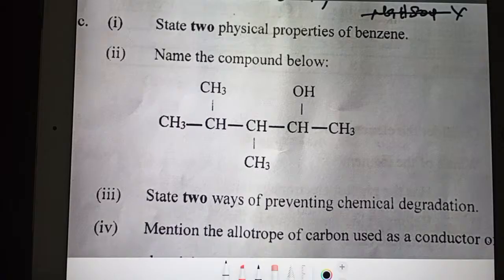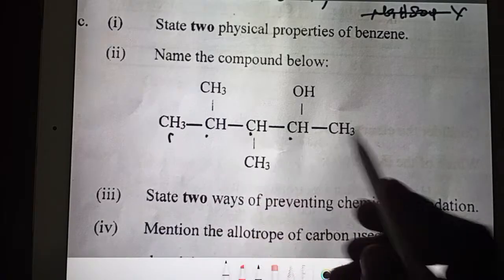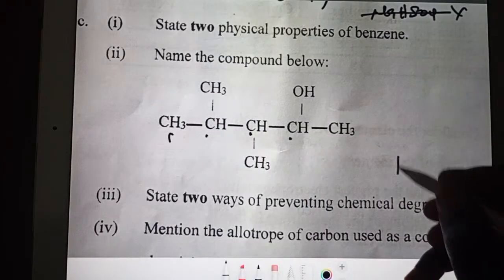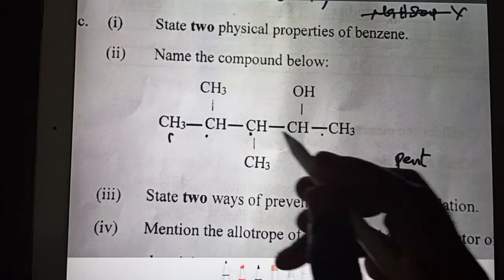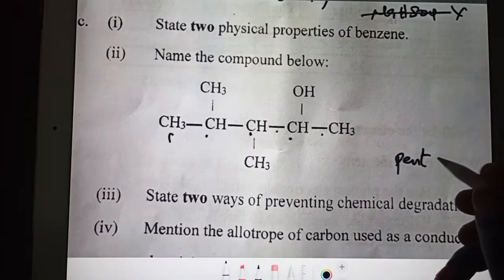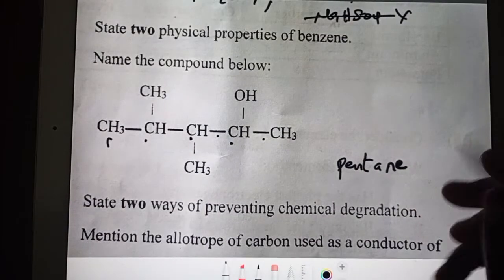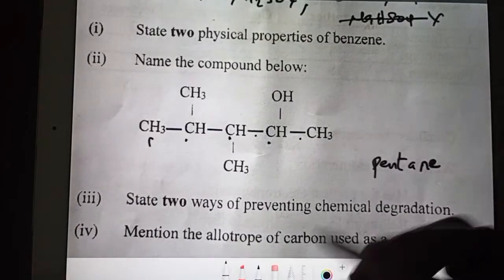All right. So in this case, we have gotten 1, 2, 3, 4, 5. So we have pent. That's the root. And then in that pent, we have single bond throughout. And when you have single bond throughout, we have ANE. So we have our pentane first. Then, oh, it's not pentane, sorry.